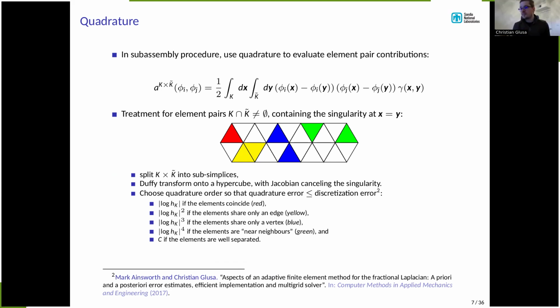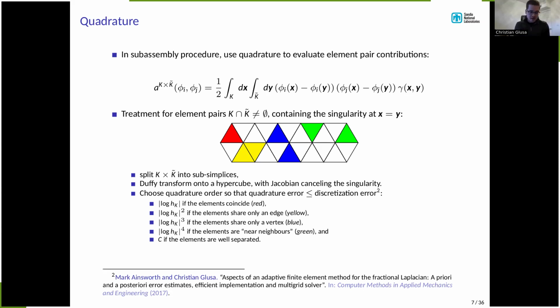And so what we do to handle this case is that we apply a trick that's already well known in the boundary element literature, and that is we transform the domain of our integration. So in one of these examples that I have here, where we actually are integrating over the singularity, where we have two elements that touch each other, we transform this into a hypercube and then use the Jacobian of this transformation to cancel out the singularity.